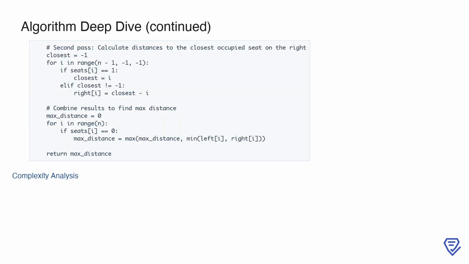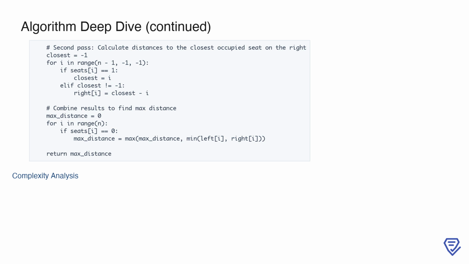The pseudocode outlines the implementation of this approach. We begin by initializing the left and right arrays with default values representing infinity. During the first pass, we iterate through the seats to compute distances to the nearest occupied seat on the left, updating the closest variable as we encounter occupied seats. Similarly, the second pass computes distances to the nearest occupied seat on the right, again using closest to track the most recent occupied seat.